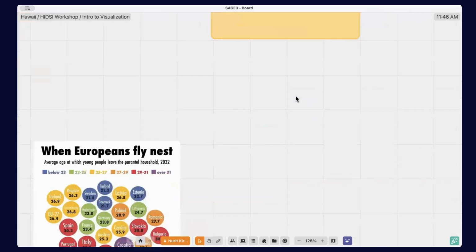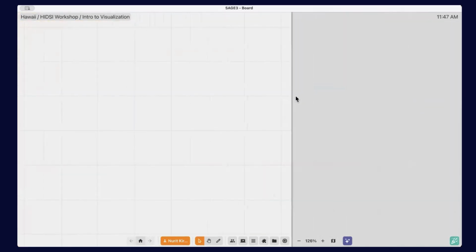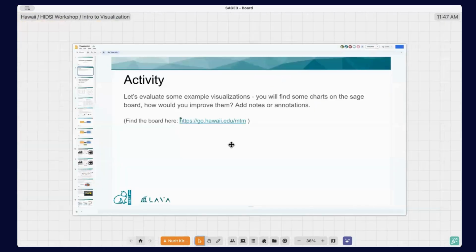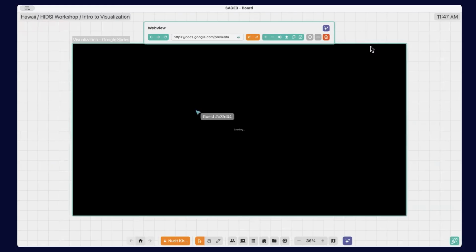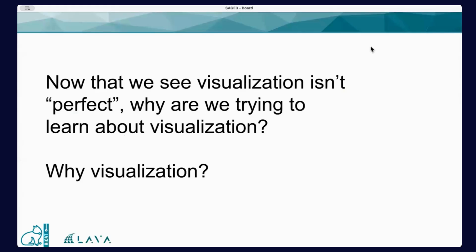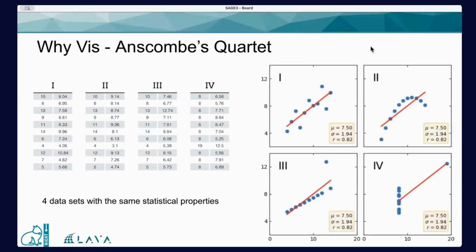So now that I showed you guys a bunch of less than great visualizations, you might want to ask, well, why are we trying to learn about visualizations, right? It's clearly very easy to make them badly. So here is one of the first arguments that you will ever see for visualizations. This is called the Anscombe quartet.